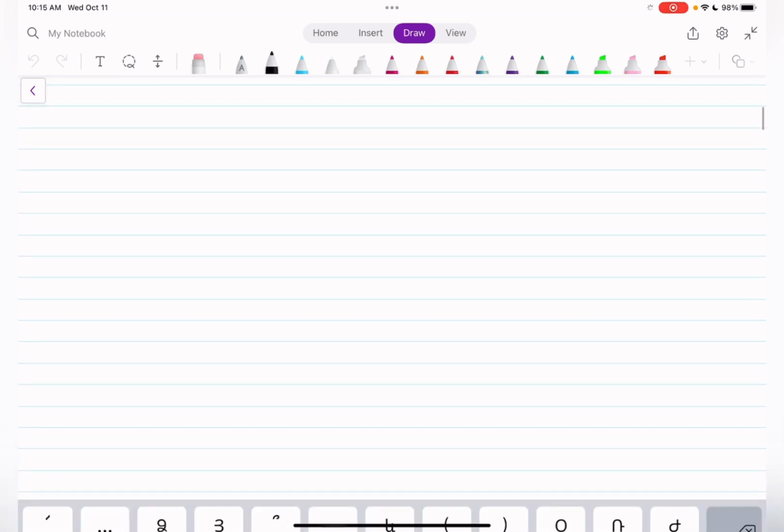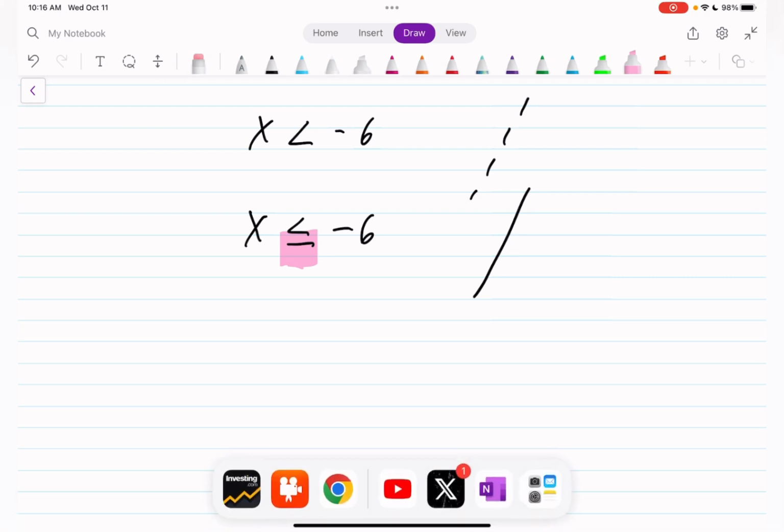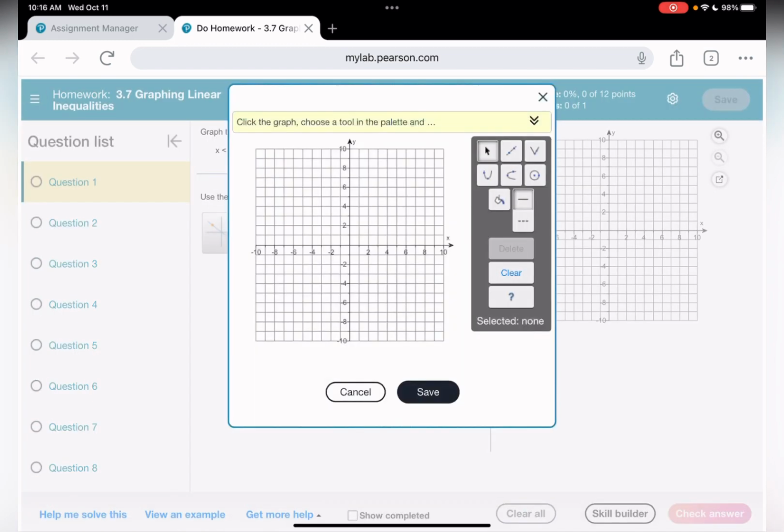When I have x is less than, let's say, -6, the graph is going to be a dashed line. But if I have, hold on, x is less than or equal to -6, for example, it's going to be a solid line. My point is, every time you have an equal sign, be it less than or greater than, it doesn't matter. As long as the equal sign is present, we are using a solid line. Now, in this case, I don't have the equal sign, therefore I'm going to use dashes.